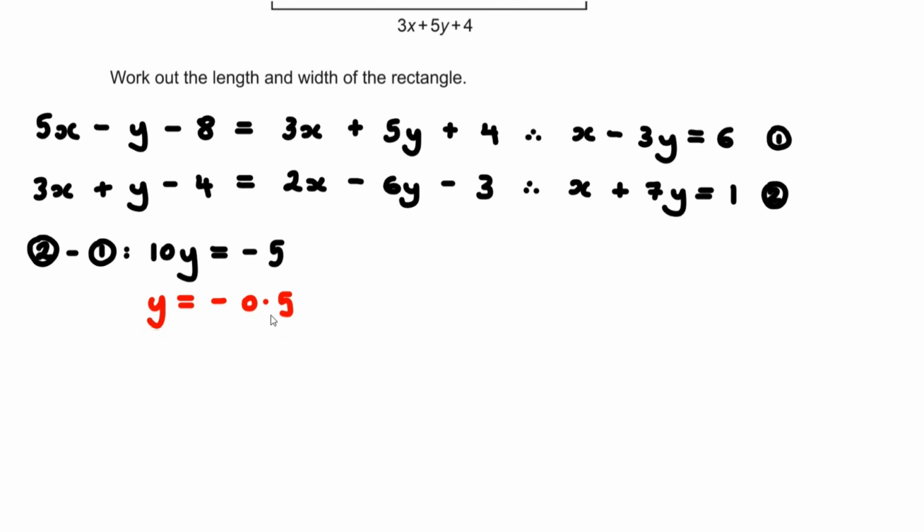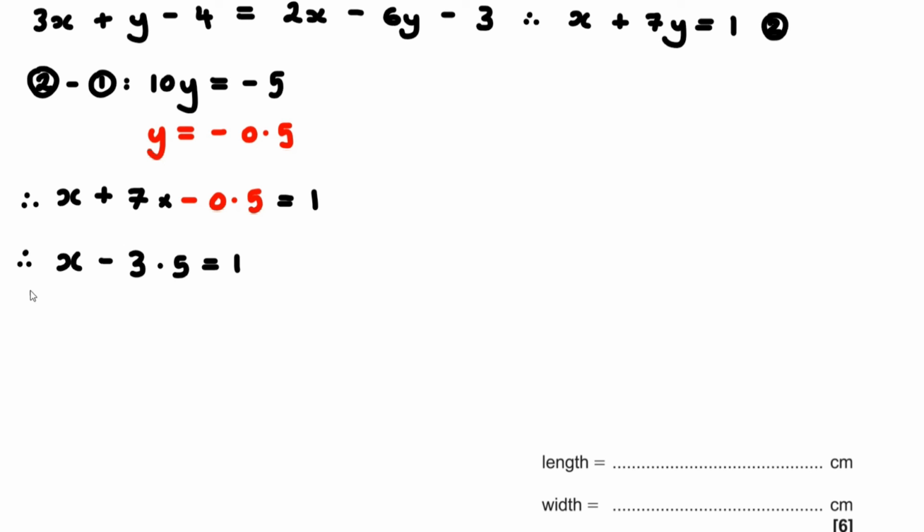So now I can find out what x is. So I've got x plus 7 multiplied by negative 0.5 equals 1. So I've got x subtract 3.5 equals 1, which means the value of x is 4.5.